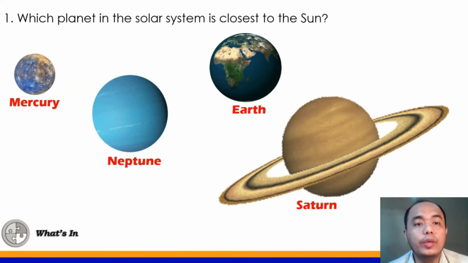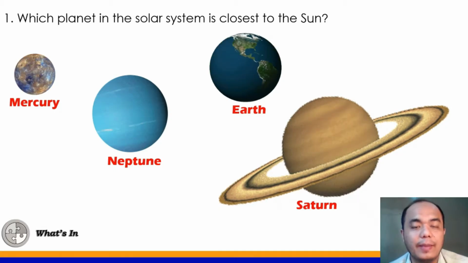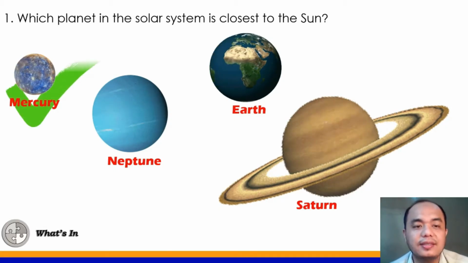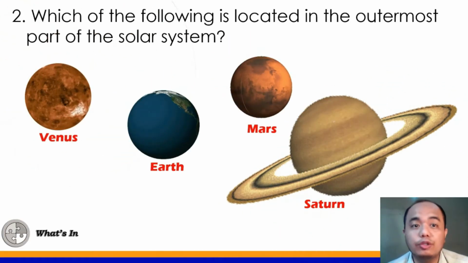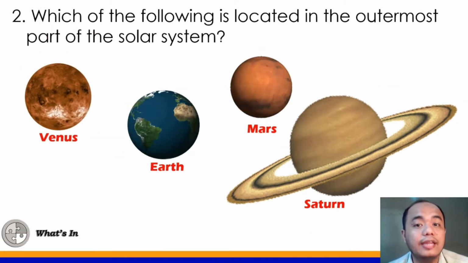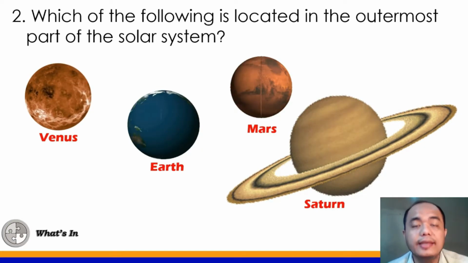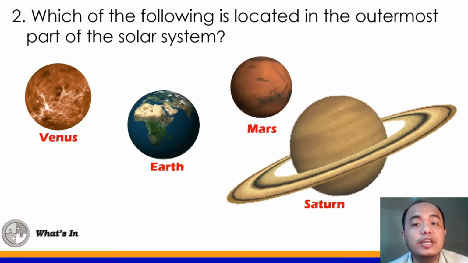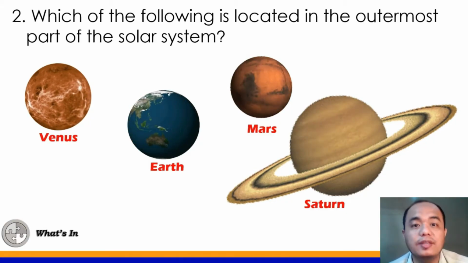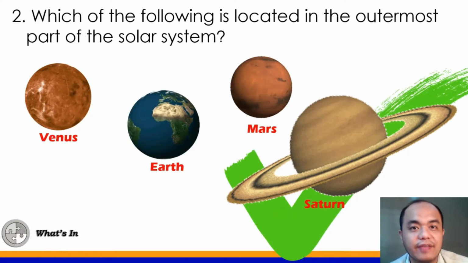Number 1, which planet in the solar system is closest to the sun? Ano yung pinakamalapit? Yes, it's planet Mercury. Very good. Number 2, which of the following is located in the outermost part of the solar system? Sa 4 na mga planetang ito, class, na nakikita nyo ngayon sa screen, ano dyan ang pinakamalayo from the sun? Yes, it's planet Saturn. Very good.